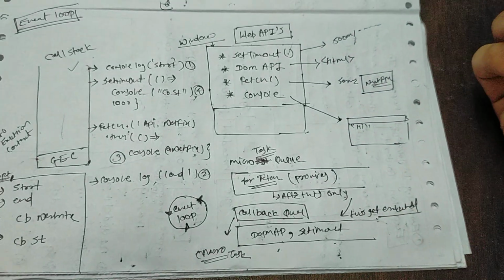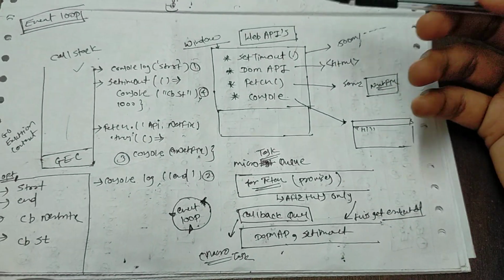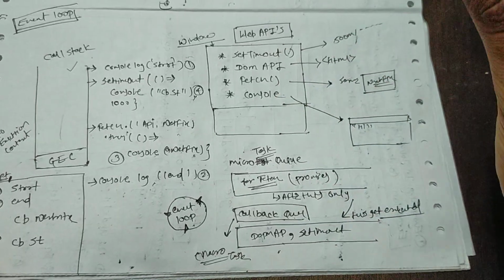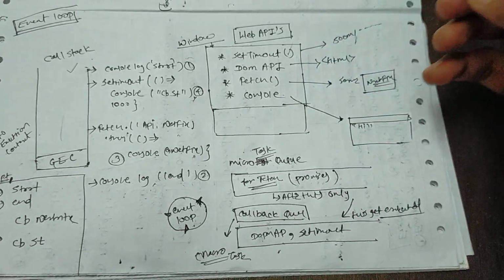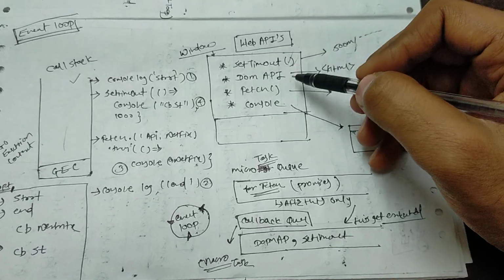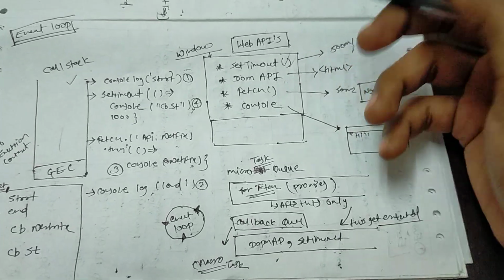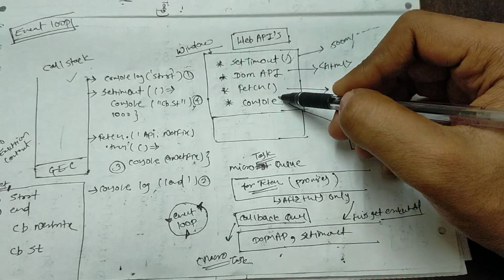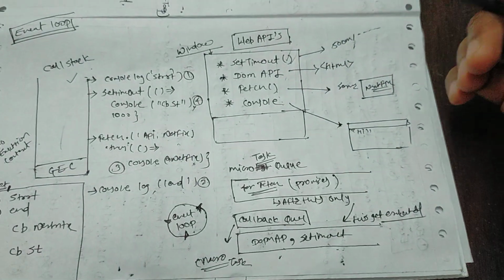All the asynchronous operations are provided by your web browser. These are some of the web APIs, the web browser's APIs, provided by the browser. So we have setTimeout, the DOM API, fetch, and console is also part of the browser. The fetch is basically to fetch data from the server.